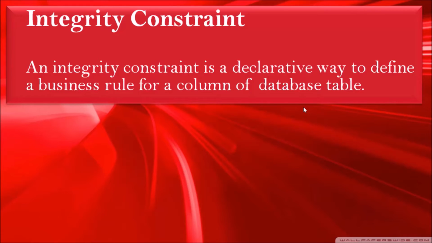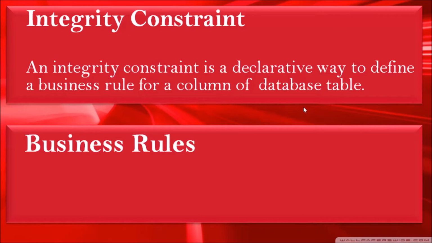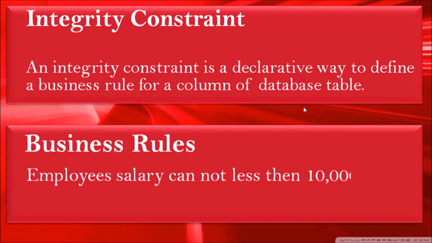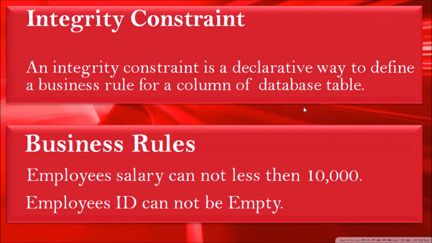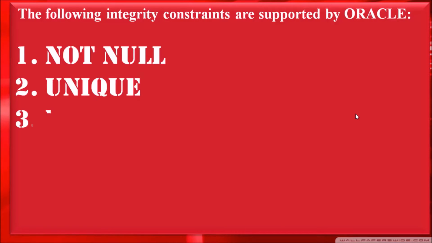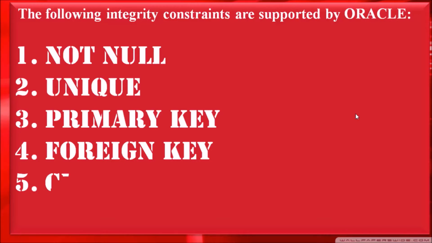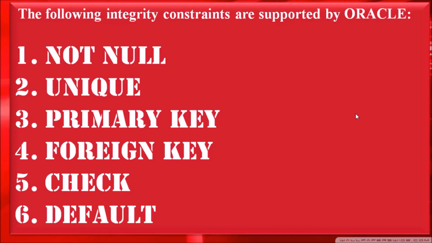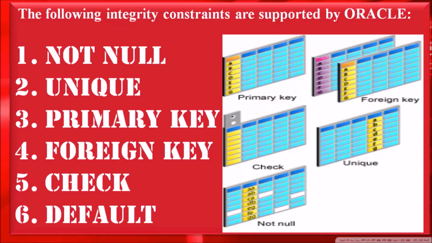table. Now the question is, what is a business rule? Business rules are like: employee salary cannot be less than 10,000, or employee ID should not be null. This kind of business rule we can define with the help of integrity constraints. We have 6 constraints in Oracle: not null, unique, primary key, foreign key, check and default. You have to remember all these 6 constraint names because they are the key answer to this question.